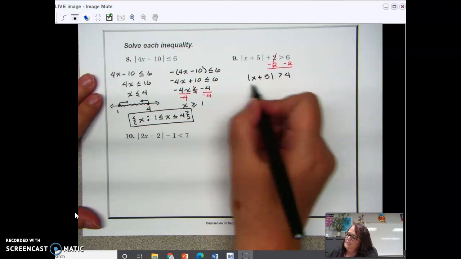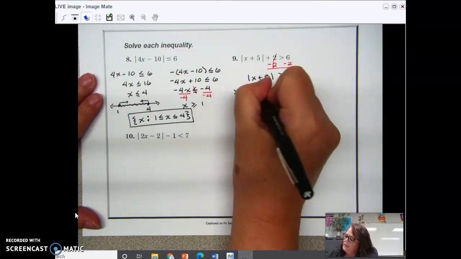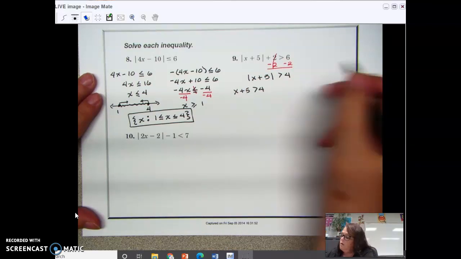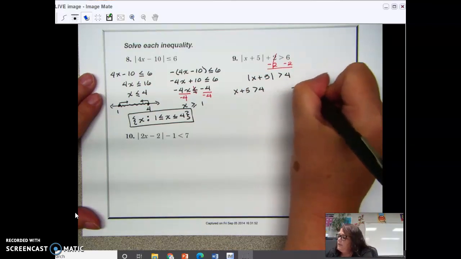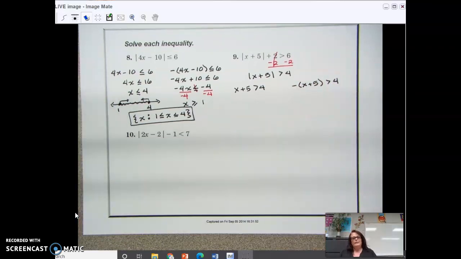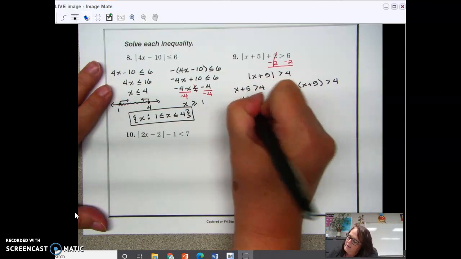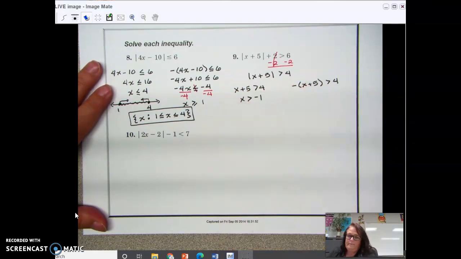All right, so what this is saying is either what's inside, x plus 5, is exactly this, greater than 4, or it's saying that the opposite of what's inside is greater than 4. So if I subtract 5 from both sides, I've got x is greater than negative 1.